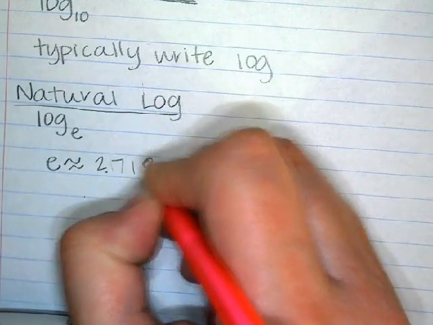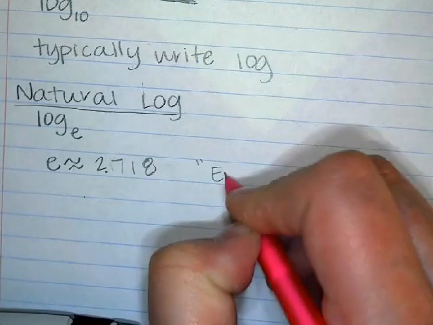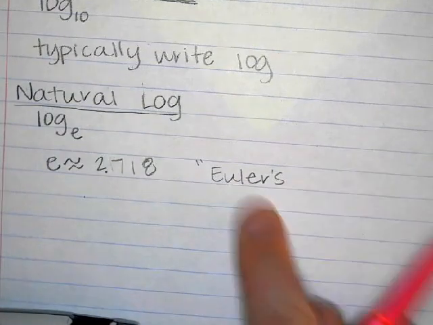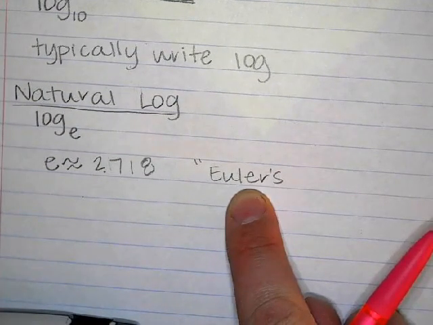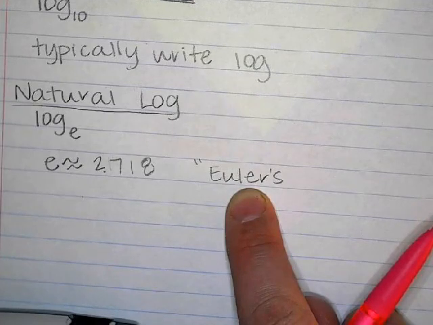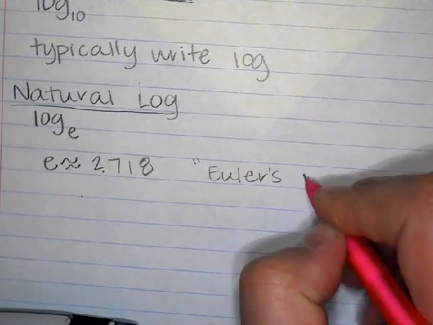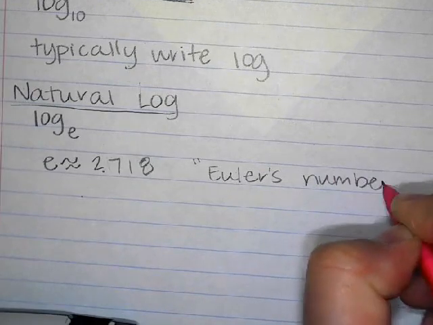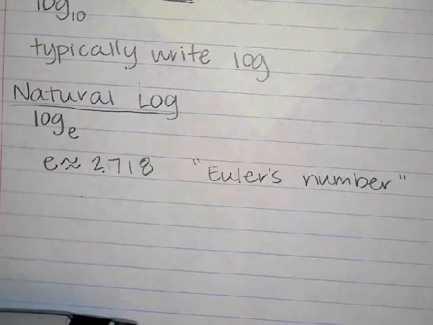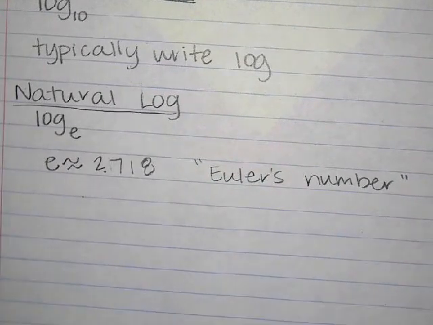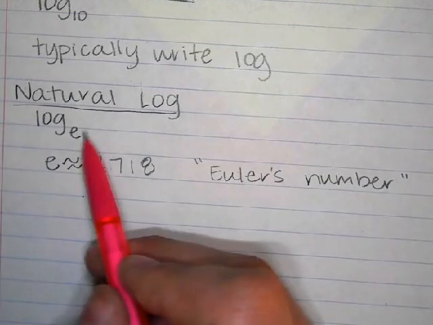It is this name right here, Euler. Euler. Don't say it like Americans. That's Euler. Euler's number. I think that's why it's an E, because his last name was Euler, and he named it after himself, Euler's number. Log base E, and for whatever reason, they rewrite as LN.